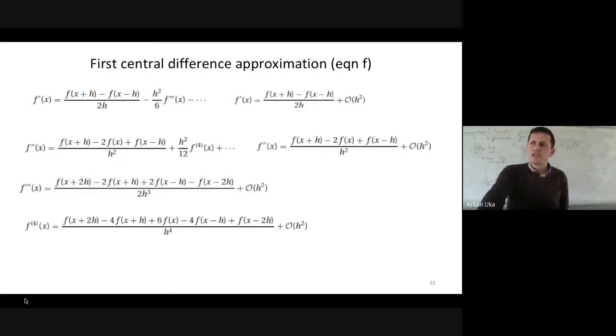Now, we call this central difference approximation because to find the derivative of x, we are using the values of the function before and after f of x. Okay, so this is what we are doing. That's why it's called central difference approximation.